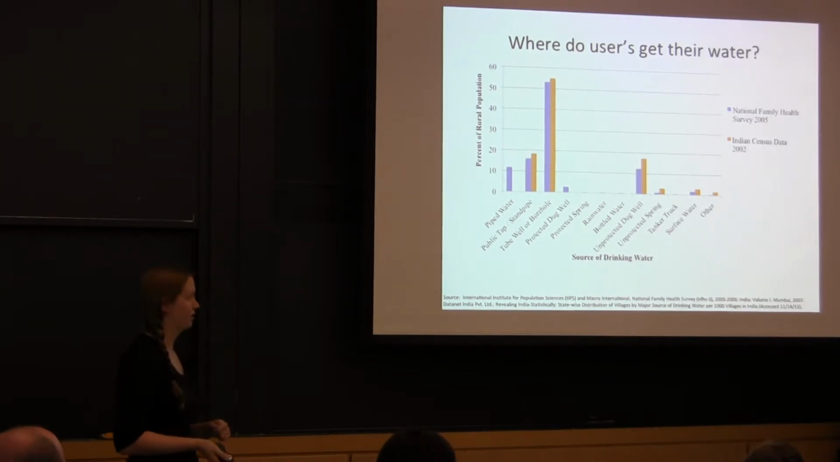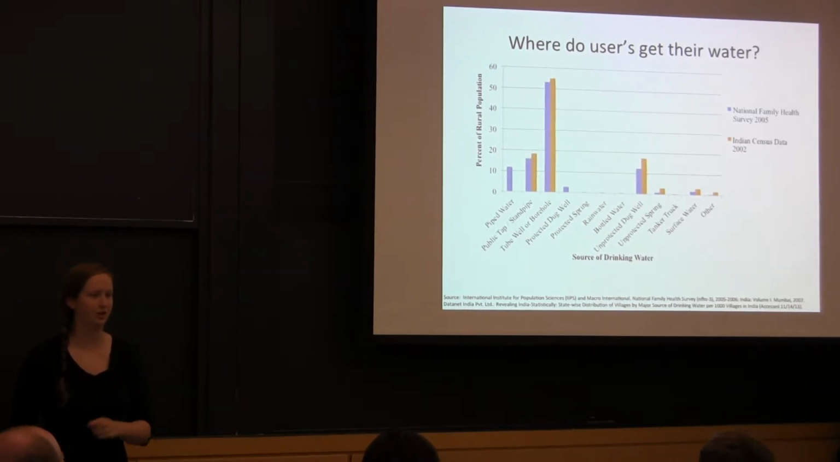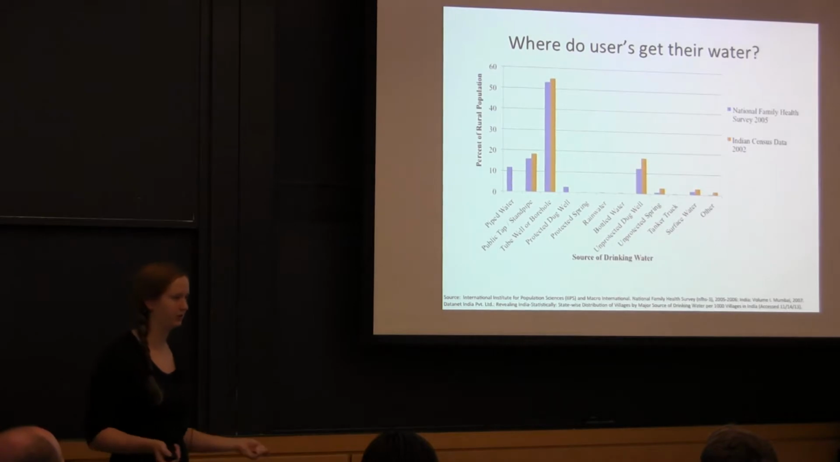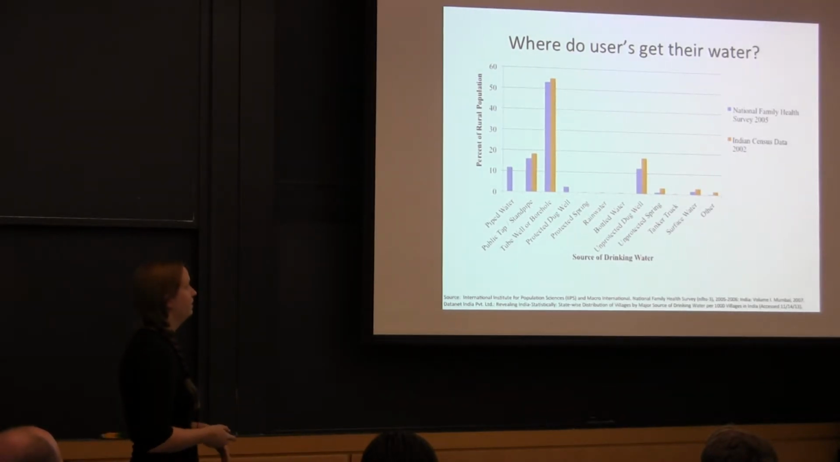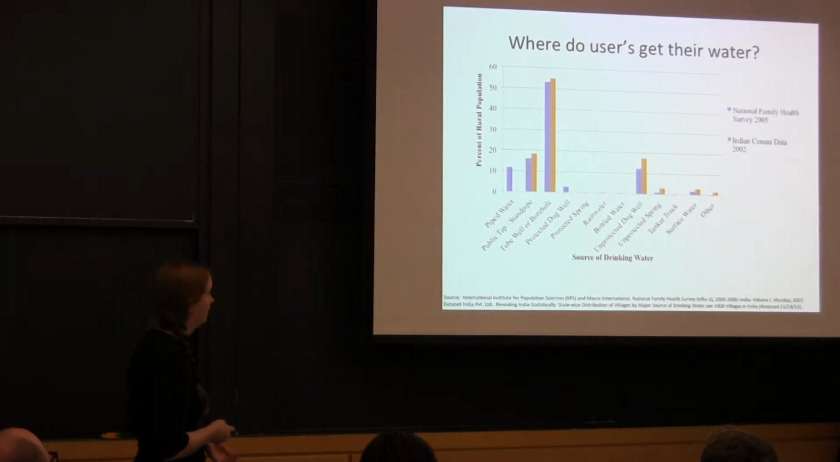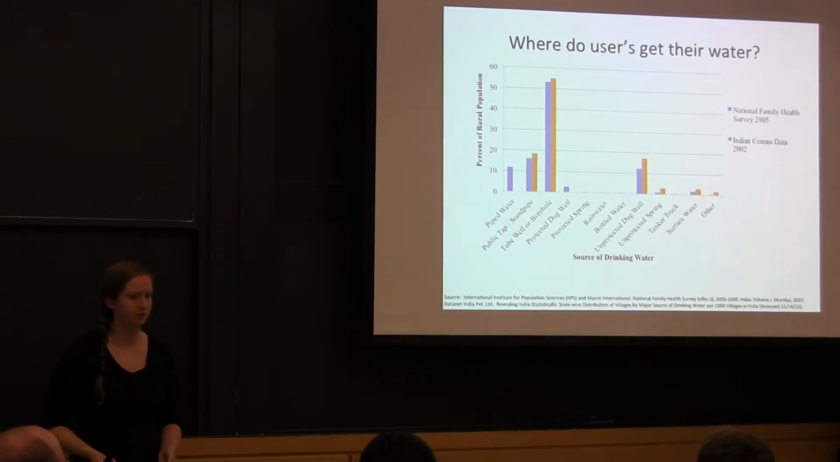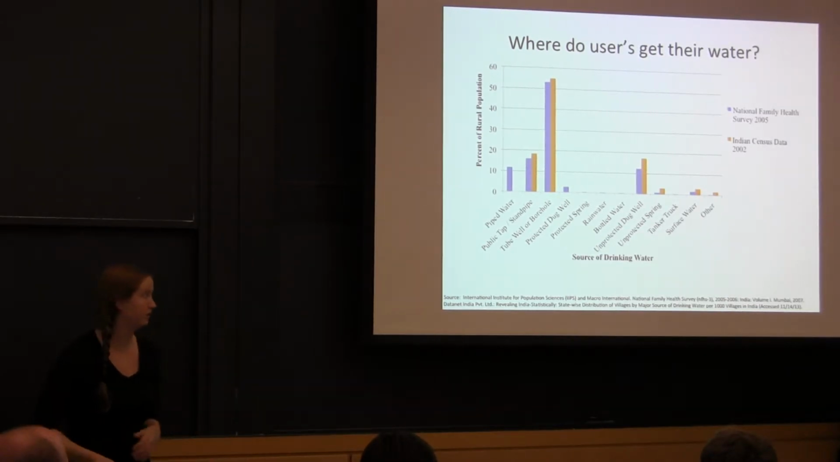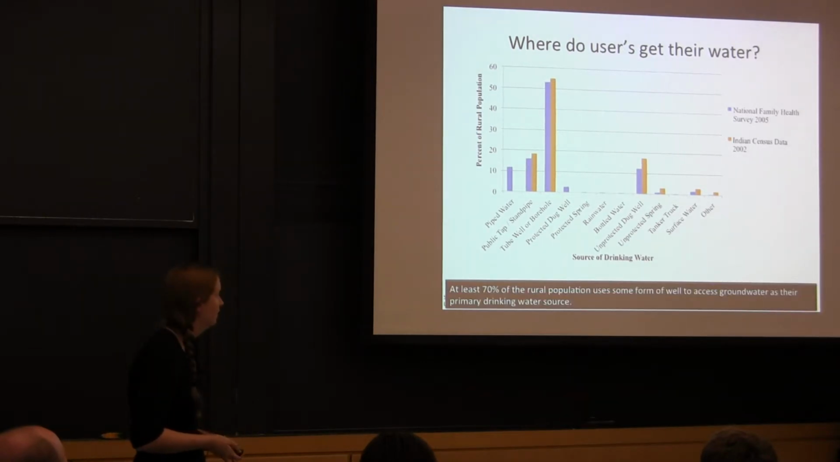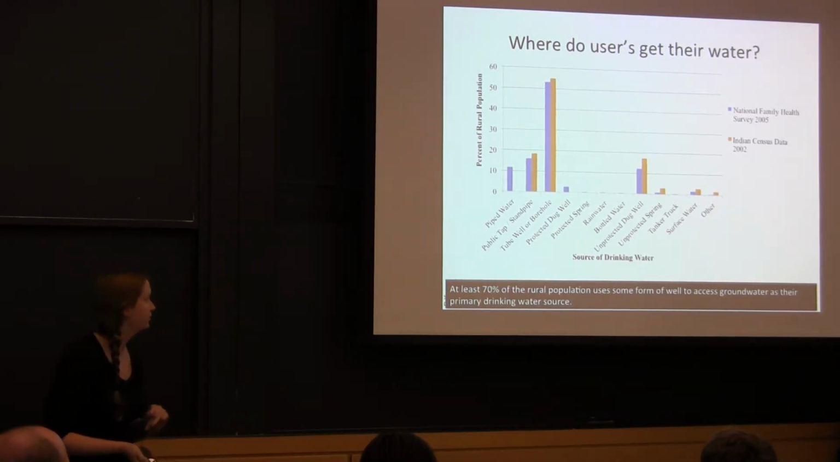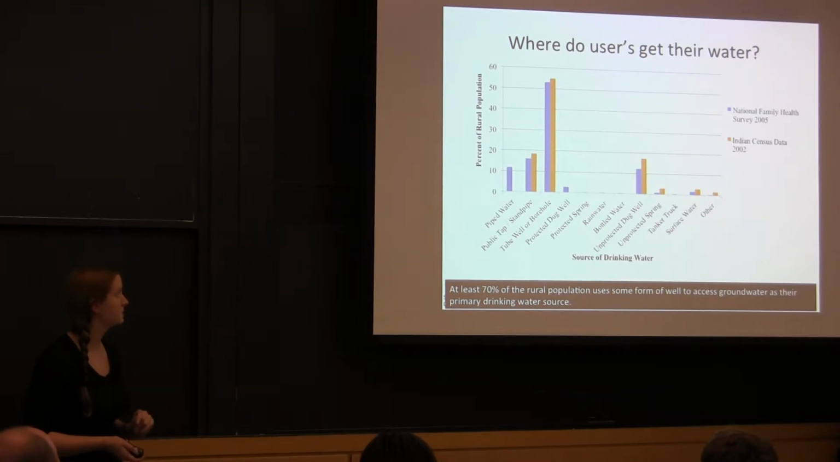So that is only important if users in India actually get their water from the ground. If everyone's using surface water sources, it doesn't matter. We find that it does matter though, because if you combine all of these public standpipes, which is groundwater, tube wells and boreholes, and unprotected dug wells, all of these three top columns are sources that use groundwater. So we know that there's a lot of salt in the groundwater and a lot of people are using it. At least 70% of the rural population uses some form of groundwater.